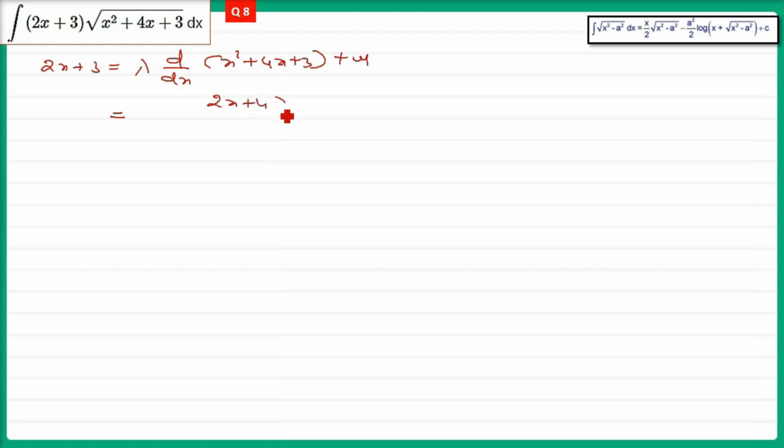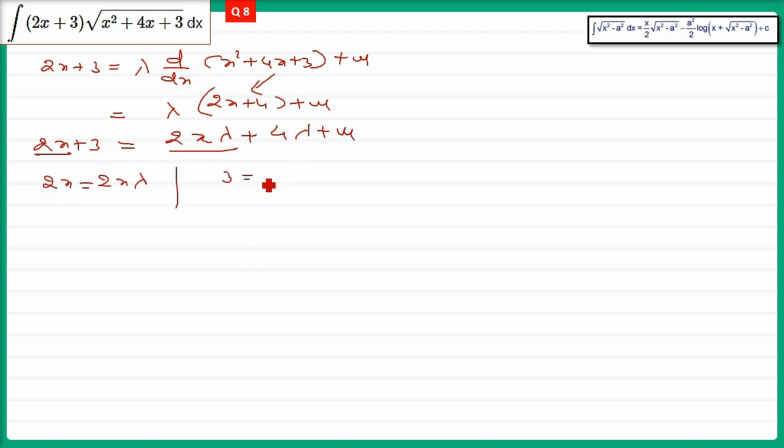So 2x plus 4 is the differentiation of x square plus 4x plus 3, which has a lambda in front and mu added. So let's multiply this inside so that we can equate it with the similar terms on the left hand side: 2x lambda plus 4 lambda plus mu. You have 2x plus 3 on the left hand side, so you can equate 2x with 2x lambda. Then we have 3 equals 4 lambda plus mu. Now the 2 cancels, lambda equals 1 from the first equation, after similar terms with x have been equated. Now the constant term has been equated, which is 4 lambda plus mu equals 3. Replacing lambda by 1, you get mu equals negative 1.